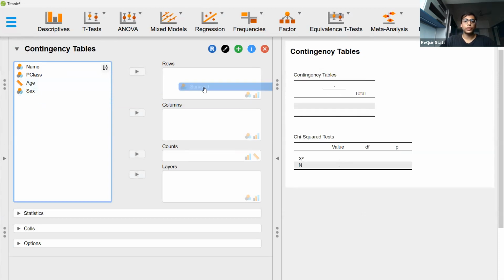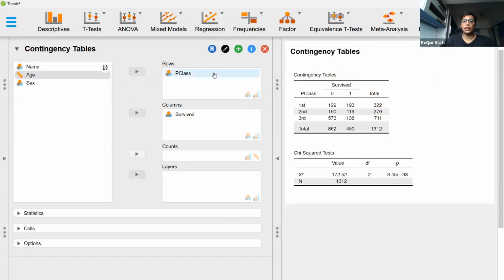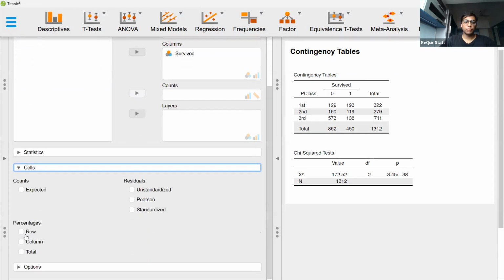And we will put survived as columns and class as rows. And we automatically see that the chi-squared value is extremely high. It is extremely significant. And we would also like to get some percentages. So what would you like to get?